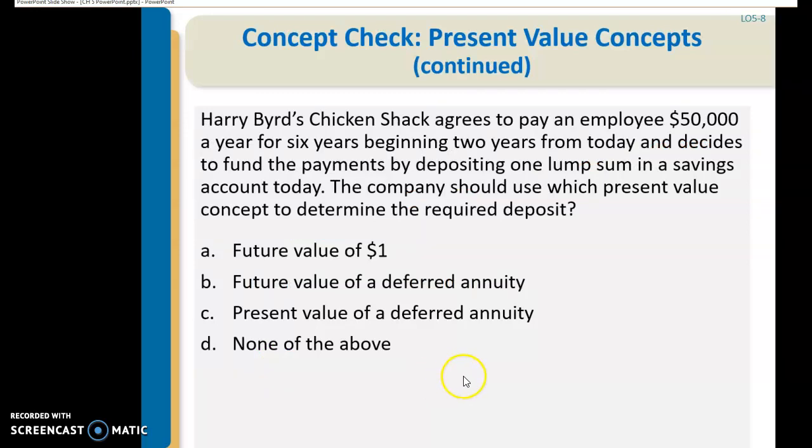Here's a problem for you. Please pause your video and consider the following question. Once you have selected your answer, start the video again to check your work.